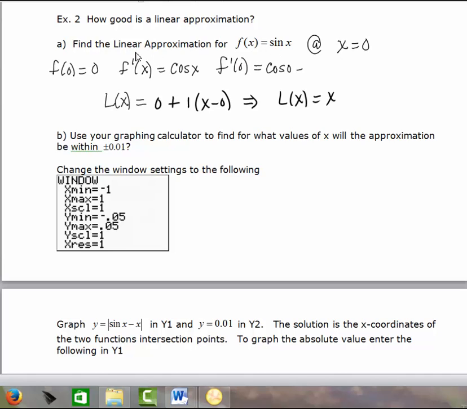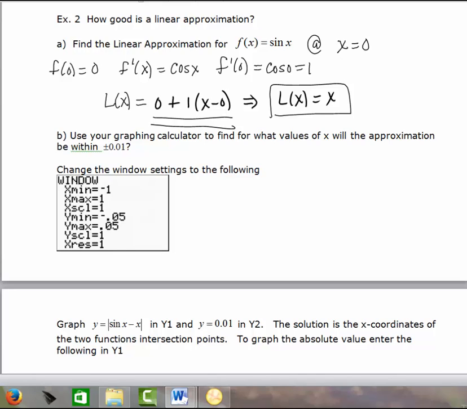To find my linear approximation for sine x at x equals 0, I got f of 0 is 0, and f prime of 0 would be equal to 1. And so the linearization is 0 plus 1 times x minus 0. I simplified this and I get L of x equals x. What we're claiming here is that a good approximation of the sine function near 0 is just the function y equals x.